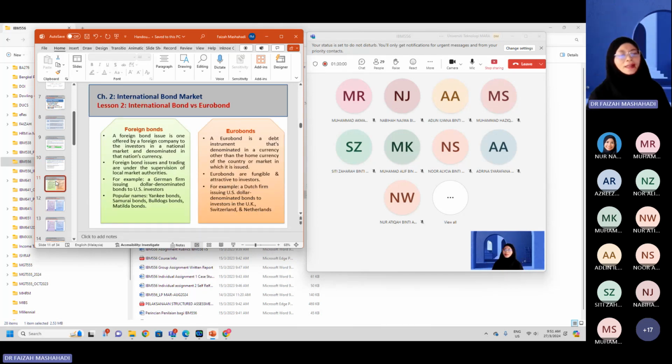So we still have the discussion about international bonds versus Euro bond. We have these 2 categories. We have foreign bonds as well as Euro bonds. Just now, international bonds is also known as foreign bonds. Yeah, international bonds is also known as foreign bond.